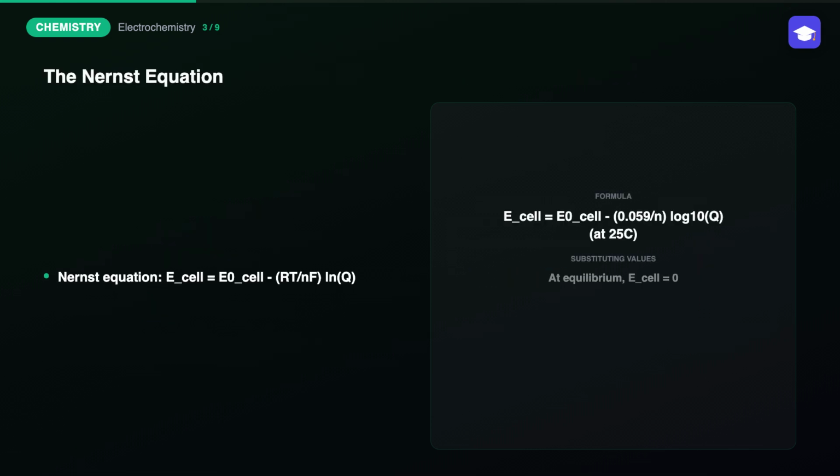The Nernst equation extends standard electrode potential calculations to non-standard conditions where concentrations aren't exactly 1 molar, accounting for how cell potential changes as a reaction proceeds and concentrations shift away from their initial values. The full equation states that E cell equals E naught cell minus RT over nF times the natural log of the reaction quotient Q.